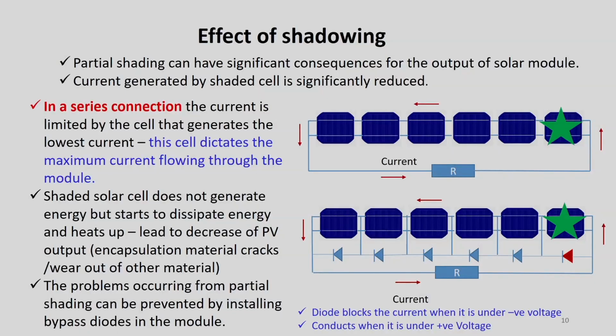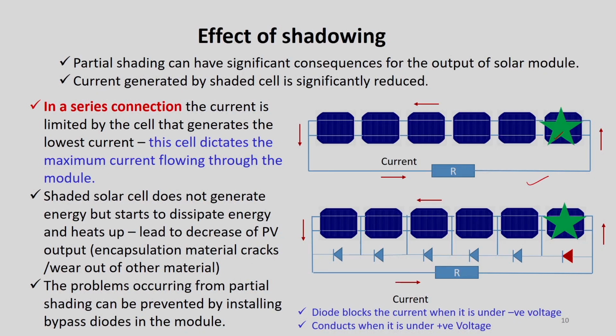Now, let us discuss the effect of shadowing. Why is this important? Because partial shading can have significant consequences for the output of a solar module. If maybe some plant leaf has fallen on a single cell, then what will happen? This is the case we have considered here. Here we have considered 6 cells, and one of the cells is affected by the shadow of this plant leaf. Let us discuss these issues.